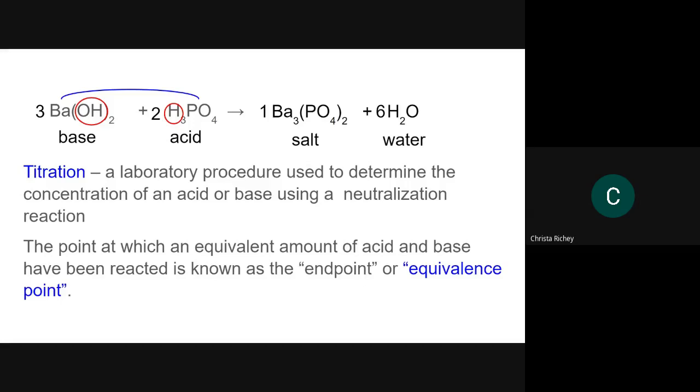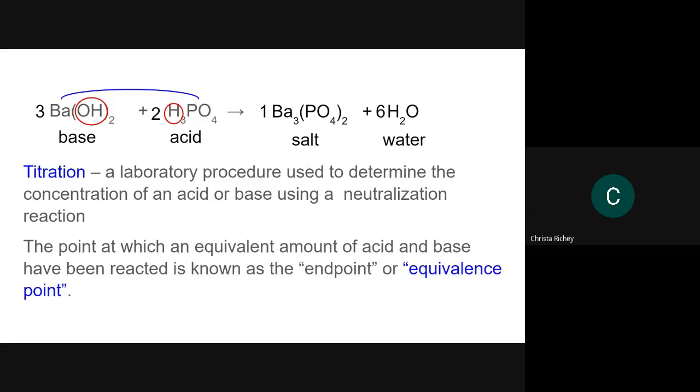Now, if you go off and do all the cool, fun stuff in college, which is going to be the only time that you're ever going to deal with chemistry outside of this class ever again, you're probably going to do a titration lab. And they have this gigantic thing called a burette. It looks like a really long, skinny graduated cylinder.